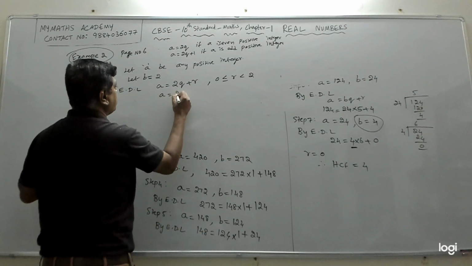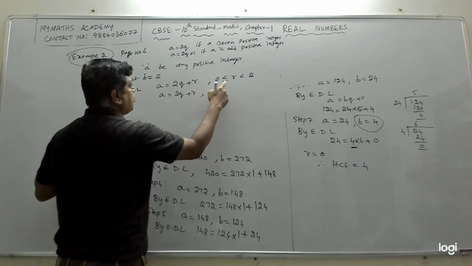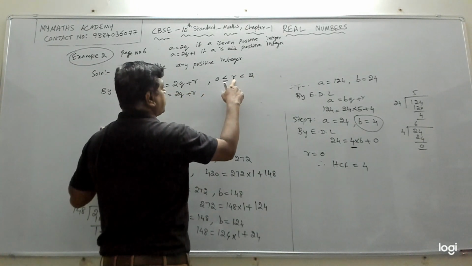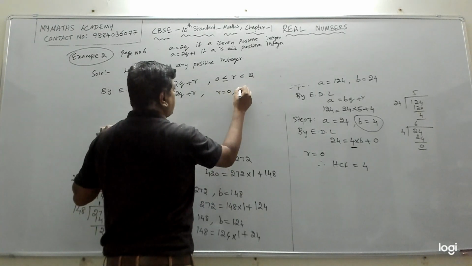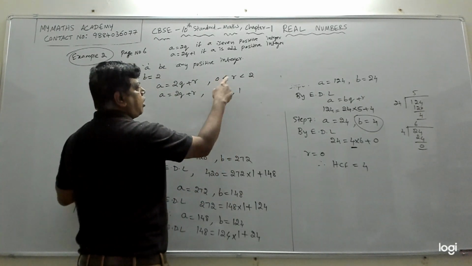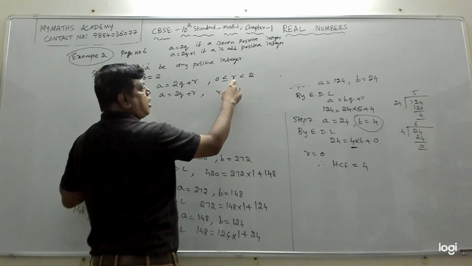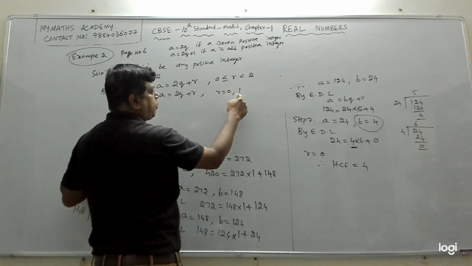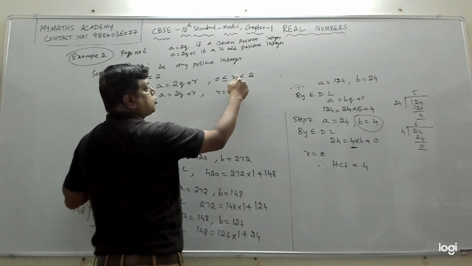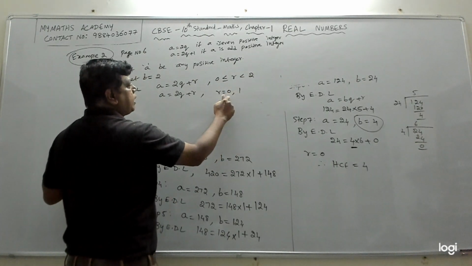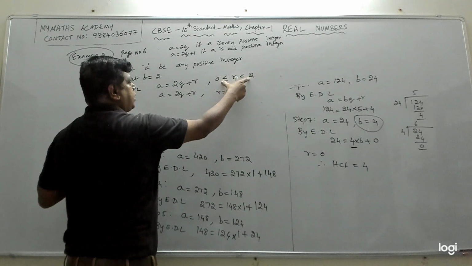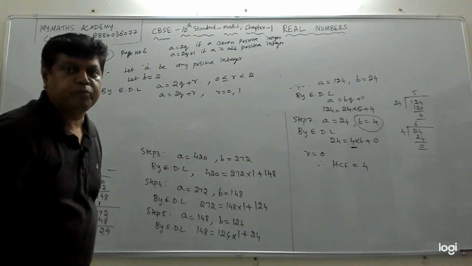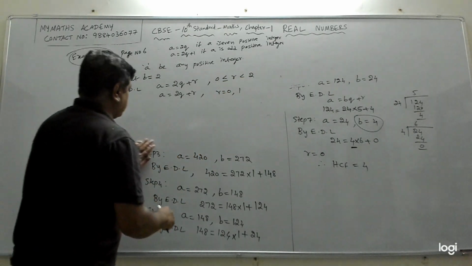Fine. So A equal to 2Q plus R, where 0 less than or equal to R less than 2 means what? R can be 0 or 1. It cannot be 2. R should be between 0 and 2, but including 0. Which means R can be 0 or R can be 1. R cannot be 2, because R should be less than 2. So we have only 2 values for R.